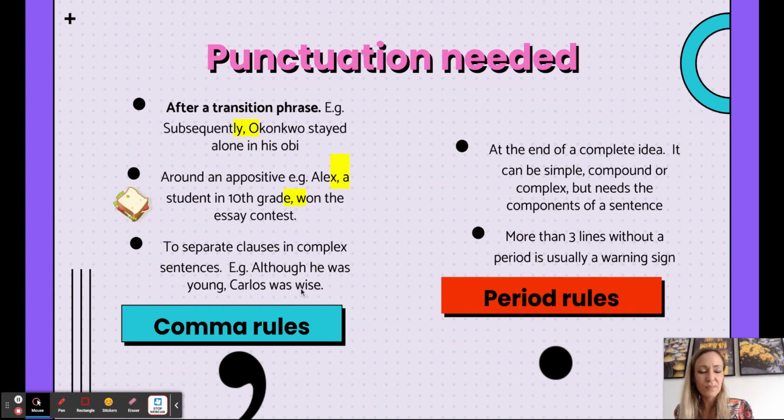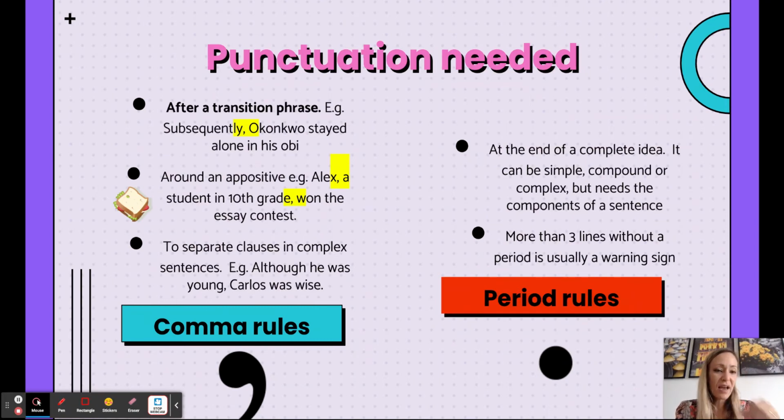Okay, so those are the 3 places to review when to use a comma. Next, for periods. Periods are required at the end of a complete idea. It can be a simple, compound, or complex sentence, but it needs those basic components. A good rule for checking if you're going into run-on territory is whether you have more than 3 lines of typed text without a period. It's possible that that's a decent complete sentence, but very likely you're running into danger there.